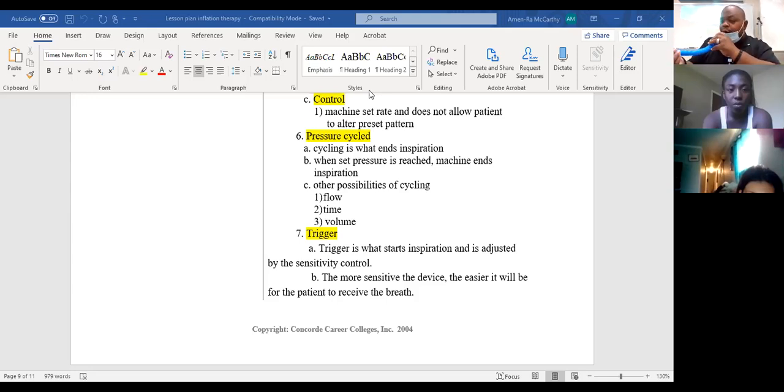Set the sensitivity. All he has to do is barely pull on it, and it's going to give him the breath. You don't want to be here all day, him struggling, trying to get a breath, okay? And whatever cycles the machine, whatever machine you have, when it reaches that parameter, it's going to stop, okay? All right.